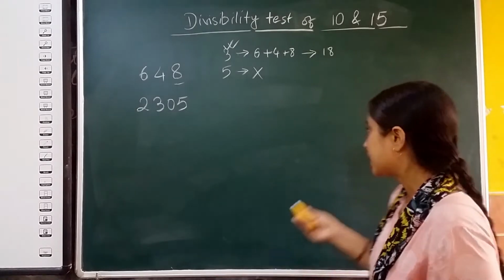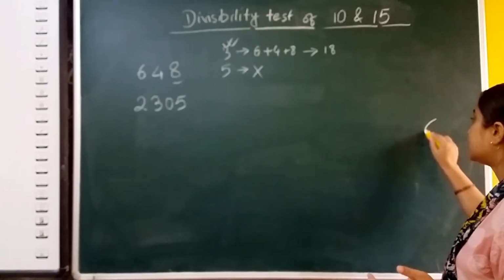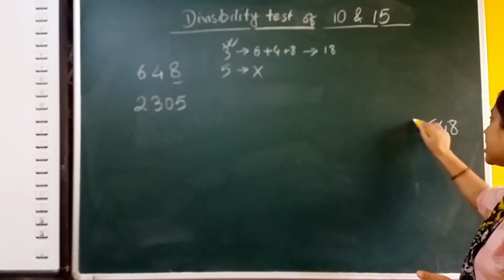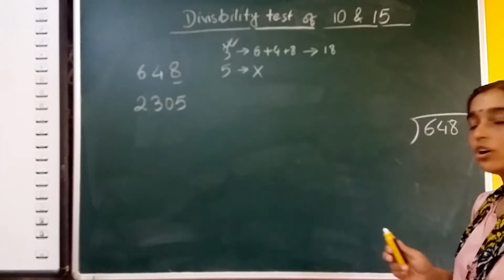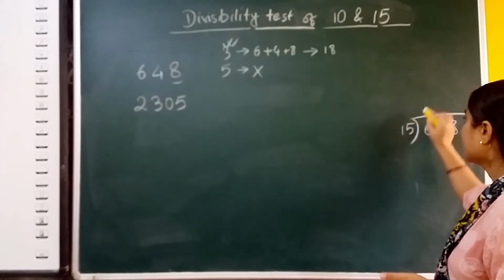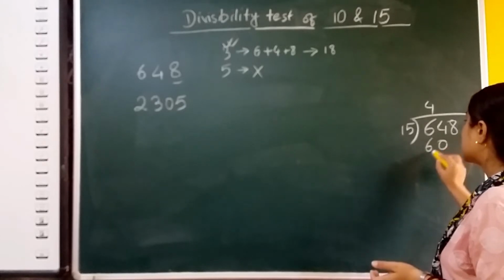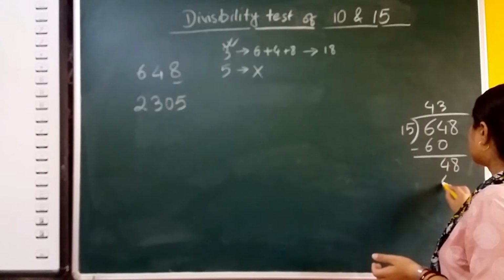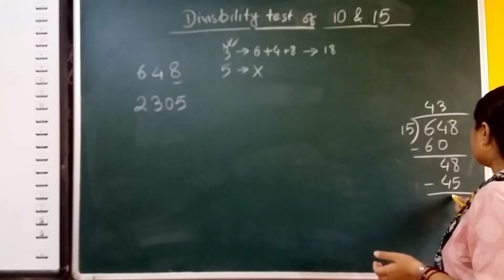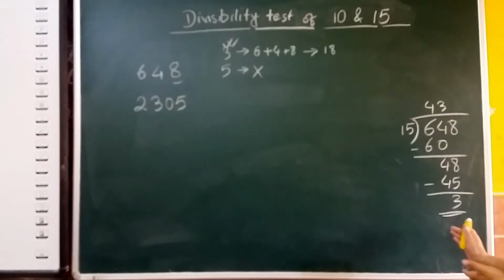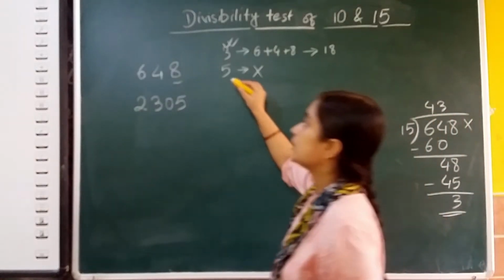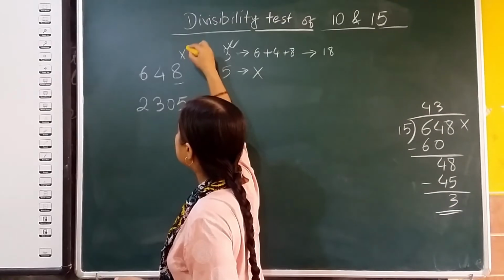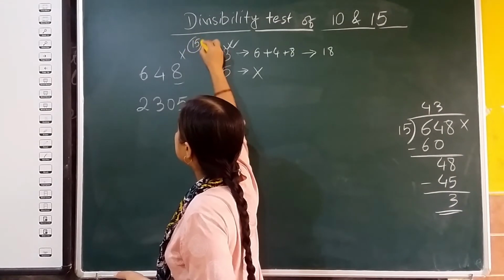And we can have a check. Divide 648 by 15 and find out whether the test is right or wrong. See, 15 fours are 60 and 15 threes are 45. So what are we getting? We are getting a remainder, and therefore this number is not divisible by 15.